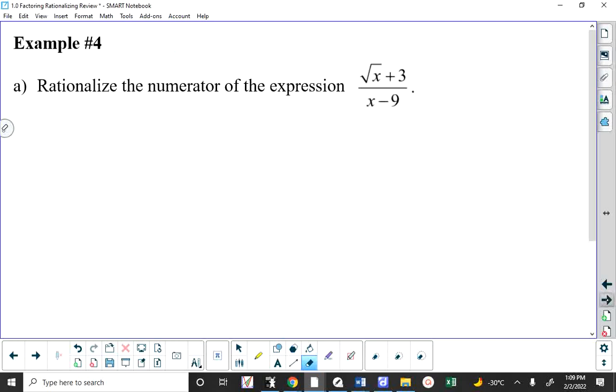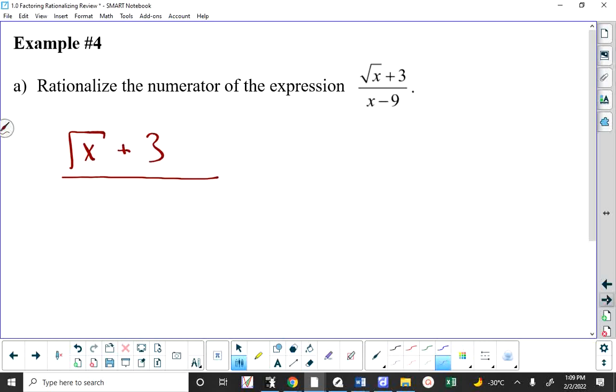So, example 4, rationalize the numerator of this expression. Let's rewrite it so you have some room to work here. You have root x plus 3. I will often put this little thing on my square root sign, in case you haven't seen this before, to indicate that that's where the square root is ending. Sometimes it's not clear, but it's definitely ending at the x. And this is over x minus 9.